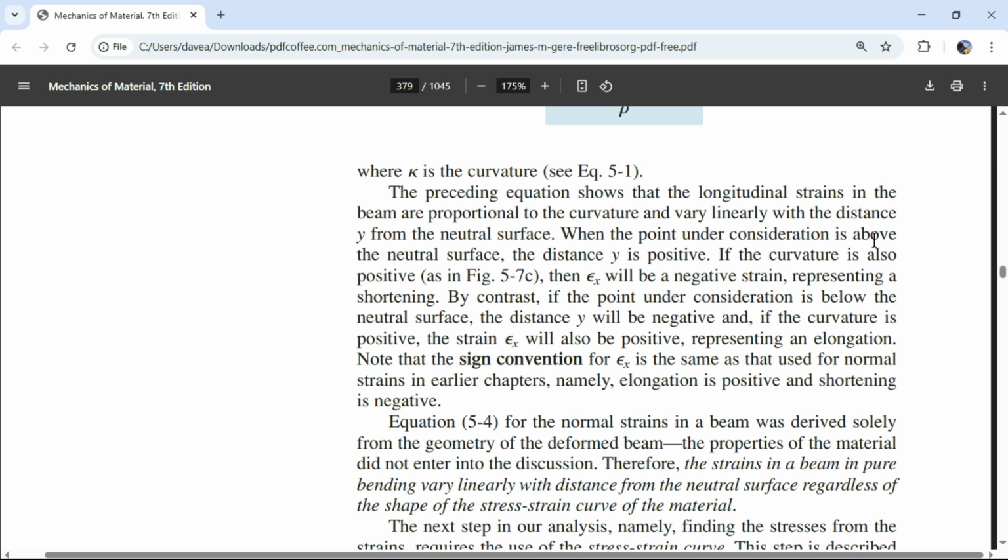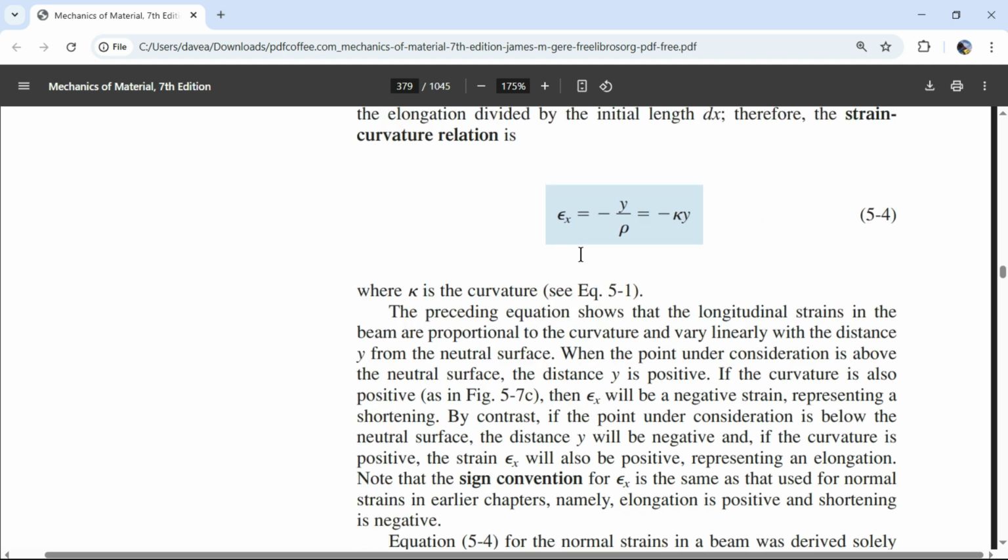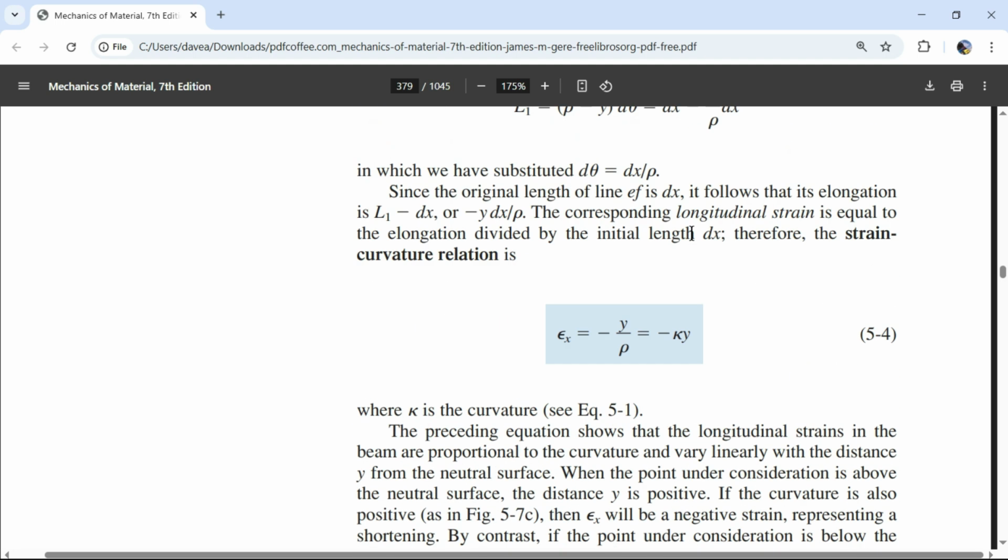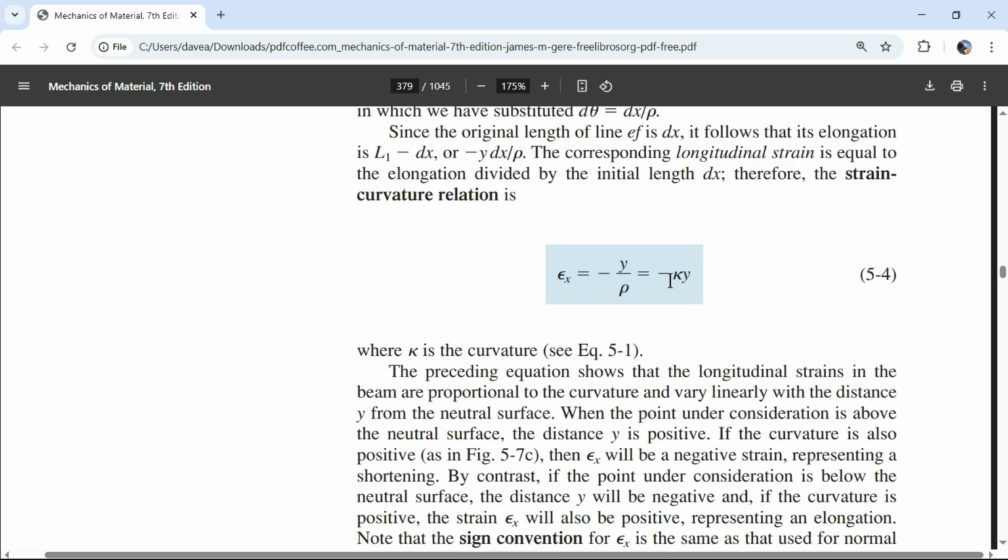When the point under consideration is just above the neutral surface, y is going to be positive, and the strain is going to be a negative value. So that's what we have here. We have two different things: curvature and y, and either can be negative or positive. When we go in the positive y direction, if curvature is positive, that's what our diagram is, positive, positive, negative. Our strain is going to be negative and therefore crunching in.